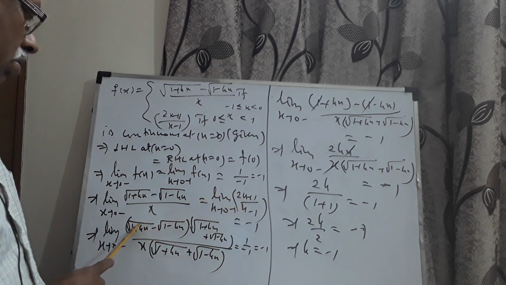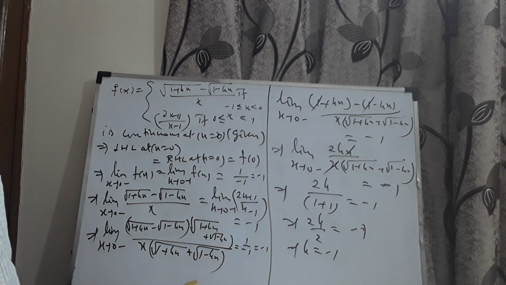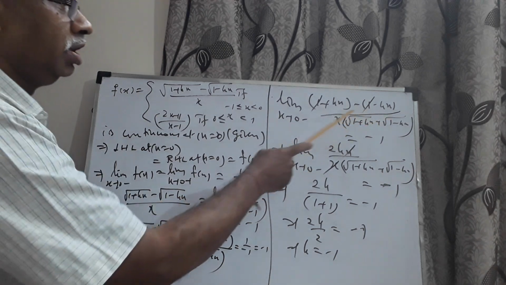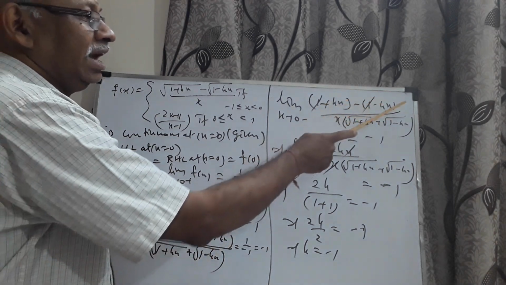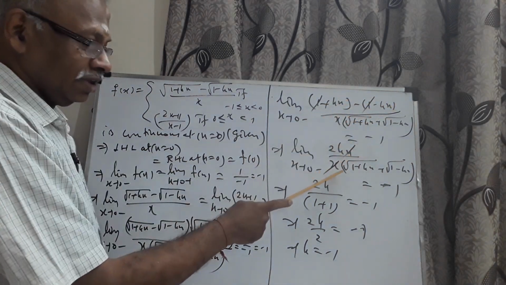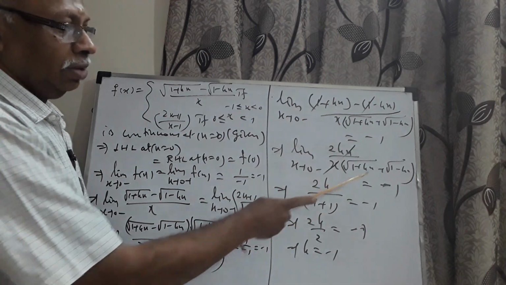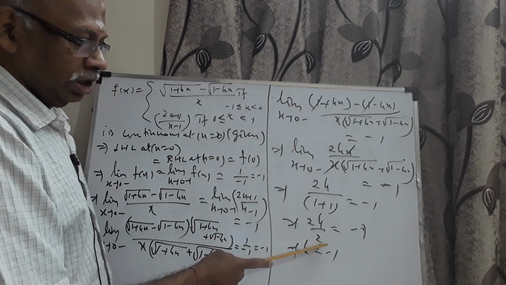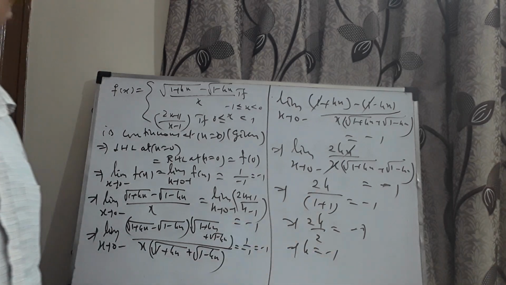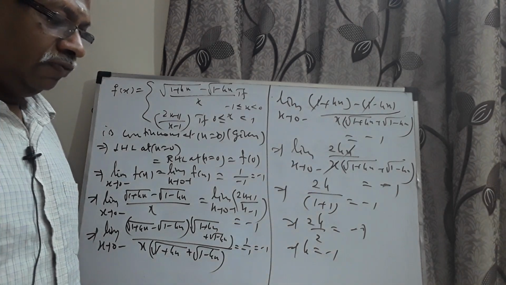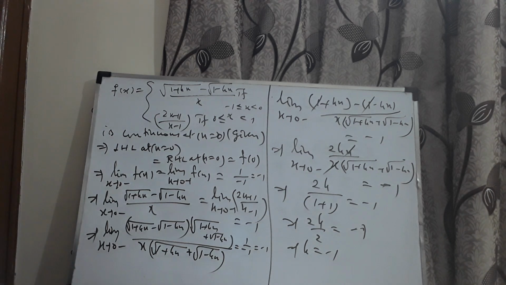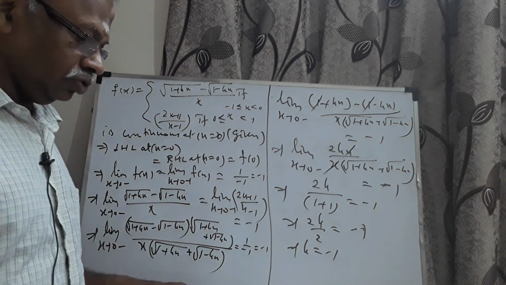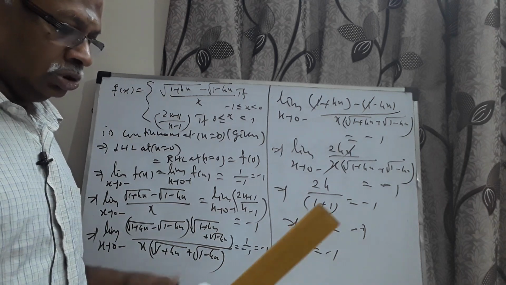Here, use the (a + b)(a − b) = a² − b² formula: (1 + kx) − (1 − kx), the 1 gets cancelled, and kx + kx is again 2kx. This x gets cancelled. Now apply the limit: 1 + 0, root 1 is 1. This becomes 2, and the 2 gets cancelled. So the value of k should be −1 for the given function to be continuous at x = 0.